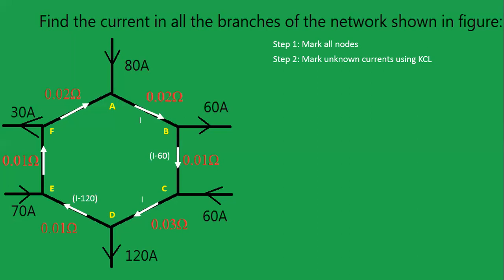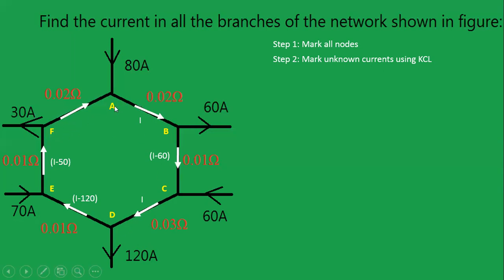Current I minus 120 is incoming current to node E. 70 amperes is also incoming current to node E. The outgoing current, which is flowing from node E to node F, will be I minus 120 plus 70, which is I minus 50 amperes.